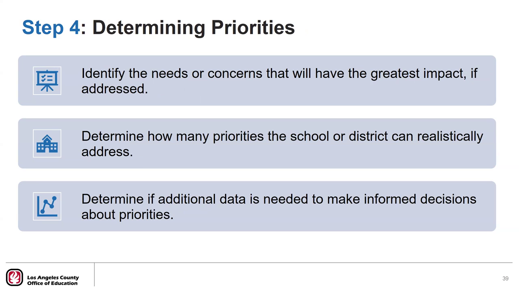And so some questions that you may want to consider during this step include, what findings or themes have emerged that, if addressed, will have the greatest impact on student outcomes? And how many priorities can the school realistically address at one time? And is there any additional data that is needed to make informed decisions about priorities?